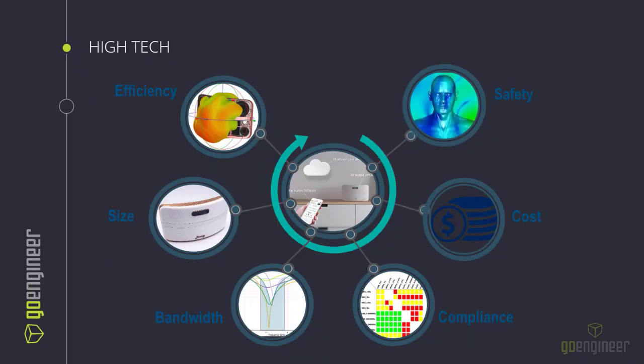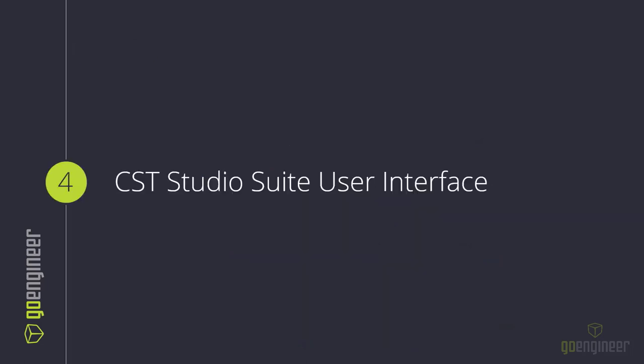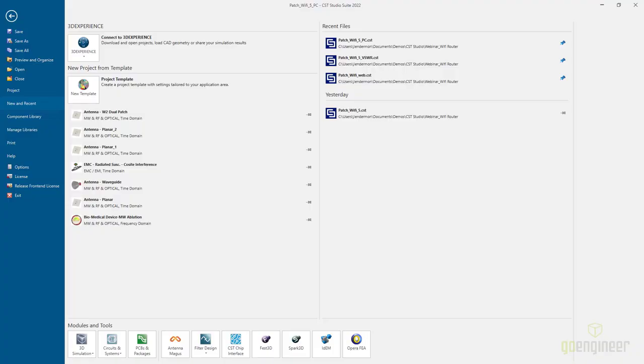And then we get into the high-tech industry. You're looking at Bluetooth speakers and watches, and we can see what type of human exposure we have, or we can see the efficiency of antennas, all of those things that we can look at in the system. So with the user interface, I will switch over now to CST Studio Suite.